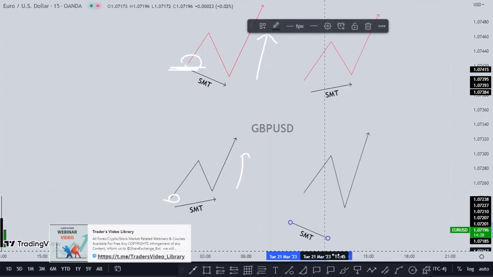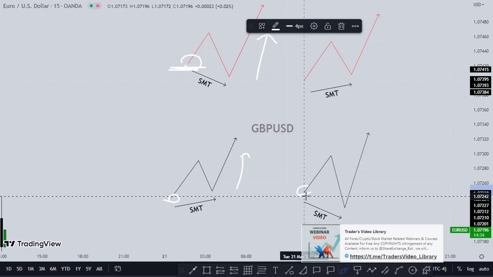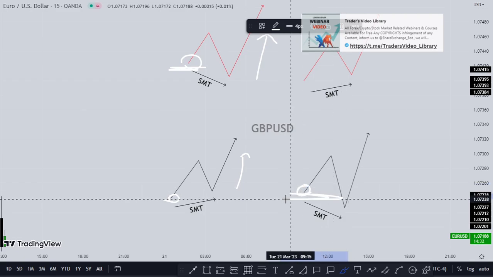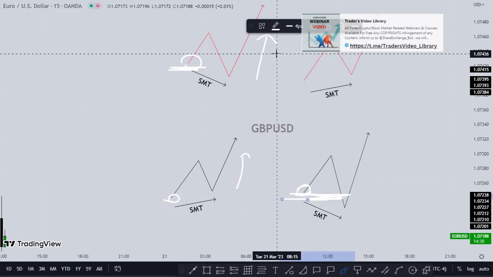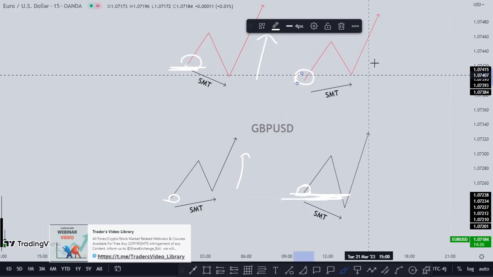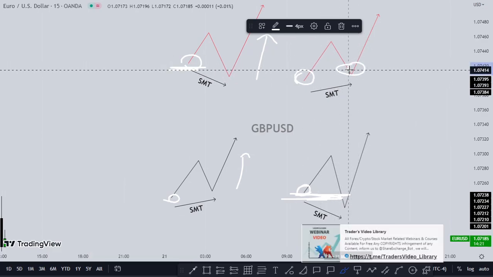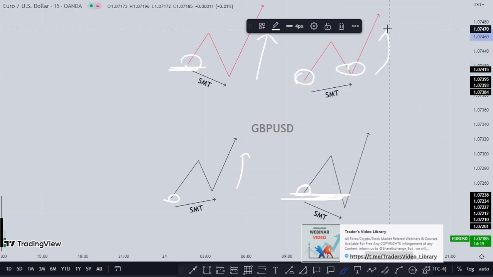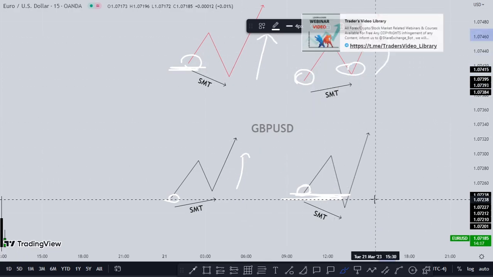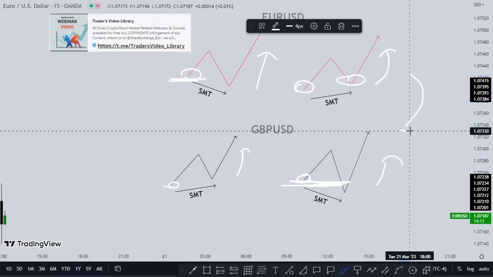In these conditions, the GBP USD broke this low right here and took the liquidity. But the Euro USD failed to break this low and it didn't take the liquidity because this was too bullish. It failed to break this low and will continue going higher. The same will be in the GBP USD. We will continue going higher also because they are correlated pairs.